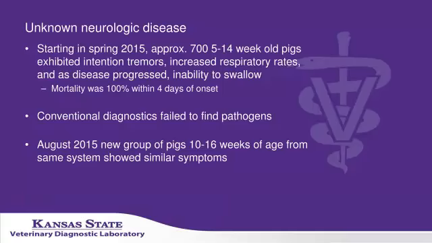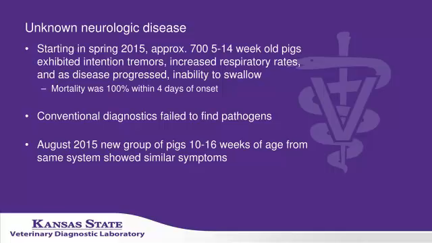So the first case I'm going to talk about was an unknown neurological disease. It's an outbreak in North Carolina last year. I received a call from the veterinarian. Approximately 700 pigs had died, starting at 5 weeks of age up to 14 weeks of age. Main symptom was intention tremors, so as this progressed, the pigs couldn't walk, pigs couldn't drink, pigs died. 100% mortality in about 4 days. Samples were submitted to Iowa State, nothing of significance was found.